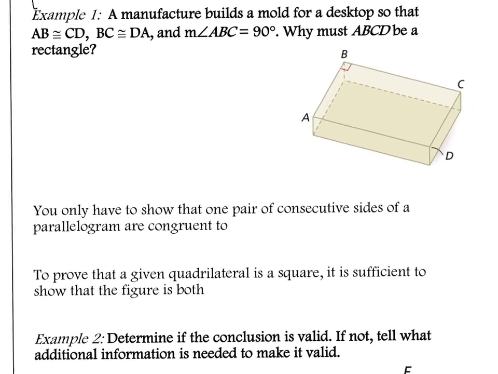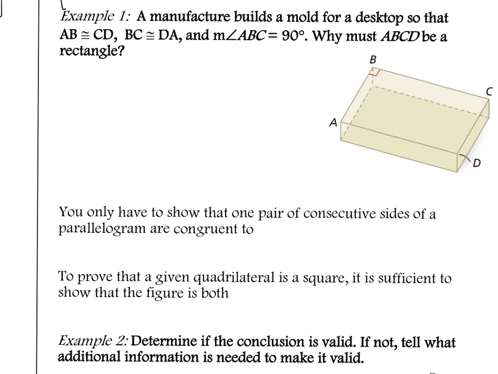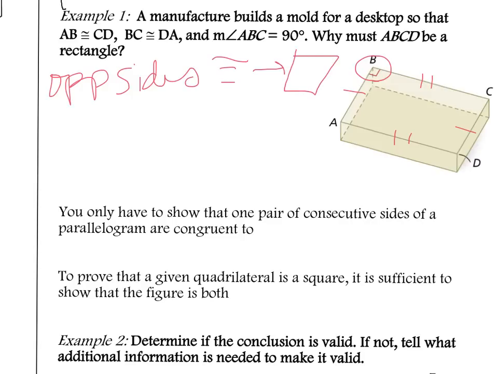It doesn't go on your quad chart because it's not a property. It's a condition, but that's the one you've got to remember by yourself. So let's put it to use here. AB is congruent to CD, and BC is congruent to DA. If the measure of angle ABC is 90, why must ABCD be a rectangle? Okay, so the opposite sides are congruent, therefore we know it's a parallelogram, and then you'll say it just like this: a parallelogram with one right angle, therefore it's a rectangle.